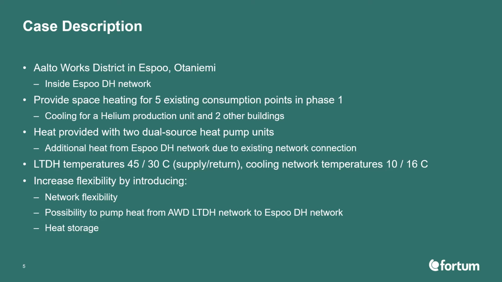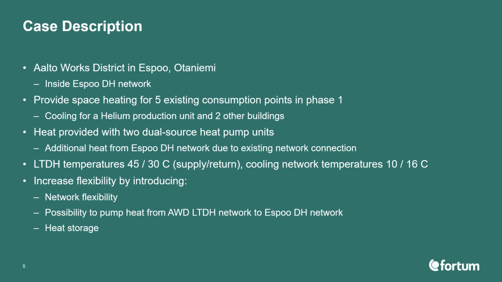So, about the case itself. The Aalto district is in Espoo Otaniemi, and it's inside the district heating network of Espoo. The purpose is to provide space heating for 5 existing consumption points in phase 1. In phase 2, there will be new buildings that will not be connected to the Espoo district heating network, but we're focused on phase 1. Cooling is provided for a helium production unit and 2 other buildings in the network.